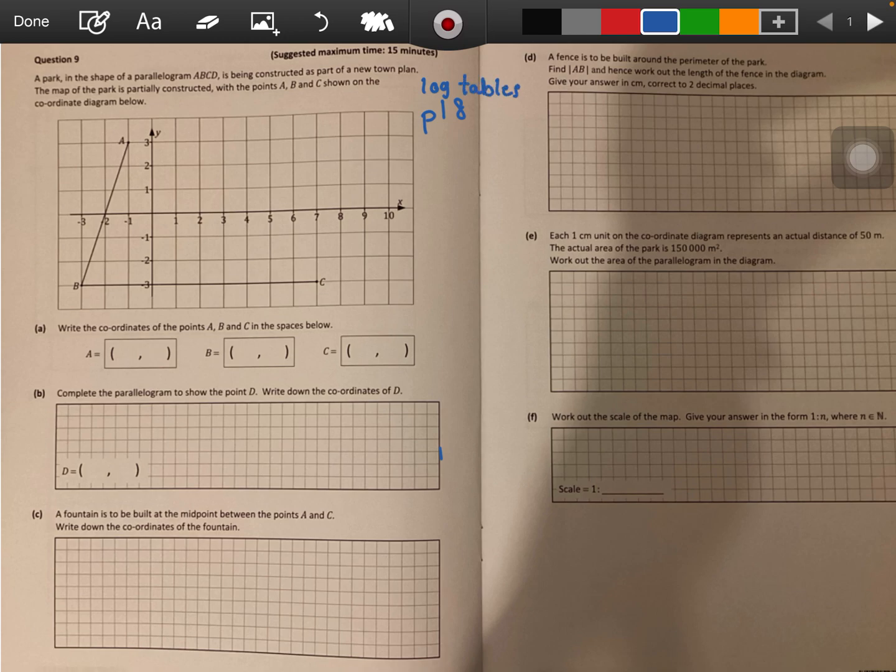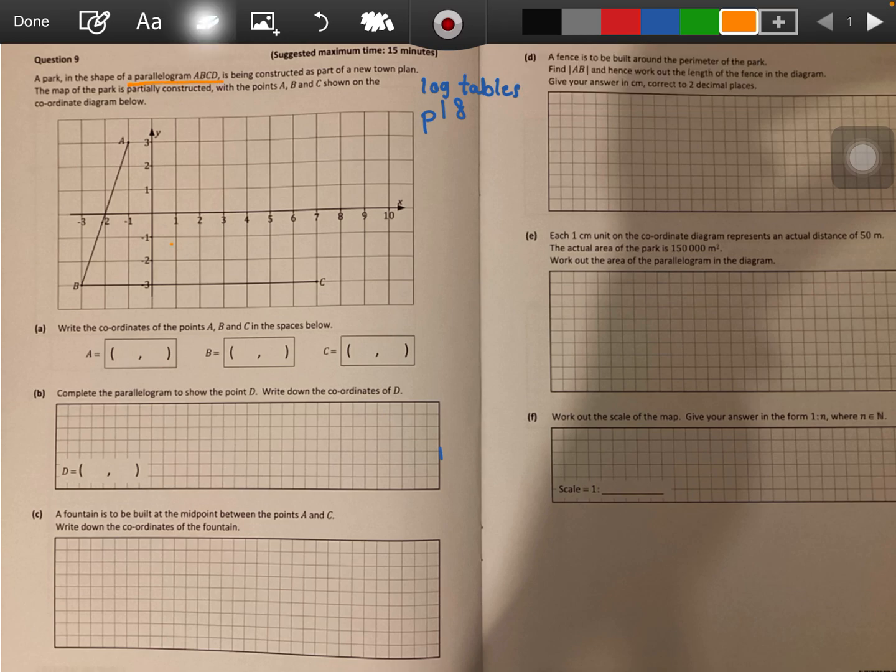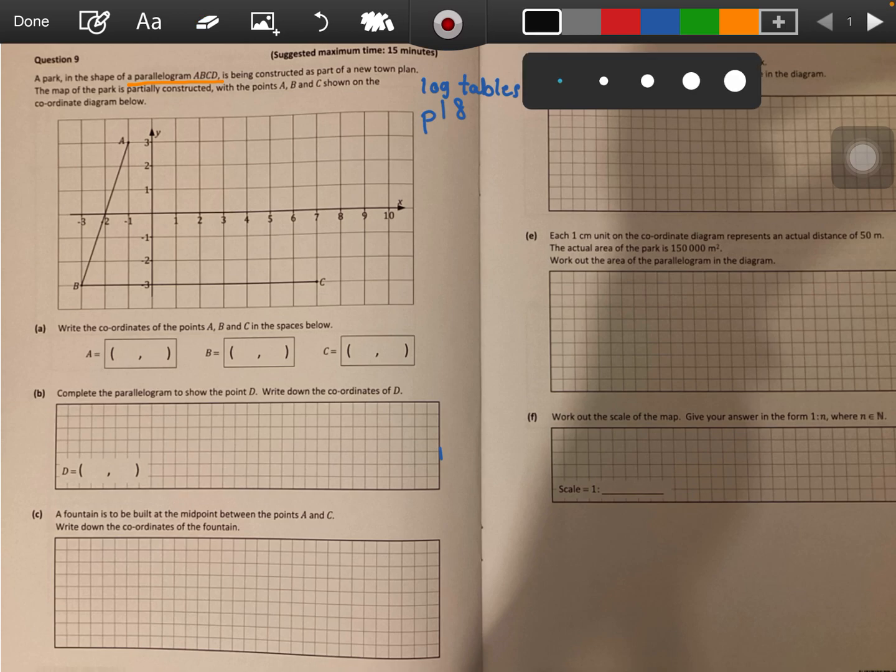Okay, so it says a park in the shape of a parallelogram ABCD is being constructed as part of a new town plan. The map of the park is partially constructed with points ABC shown in the diagram. So the only thing there that might be important for me is that ABCD is a parallelogram. So part A says write the coordinates of the points A, B and C in the spaces below.